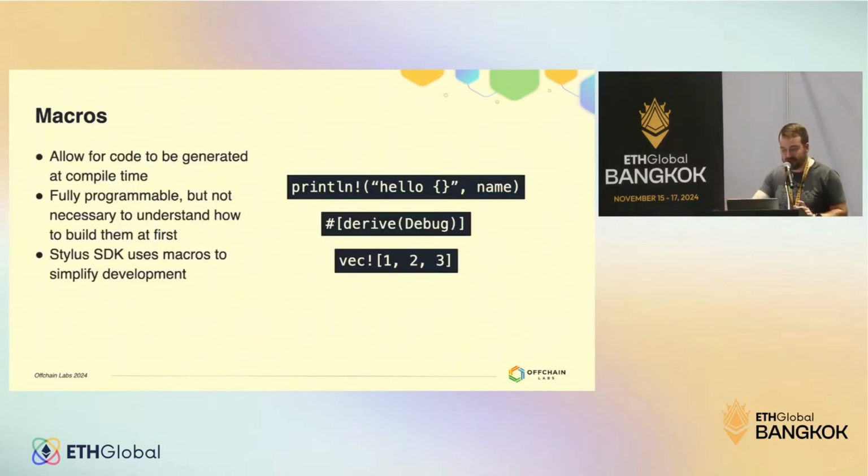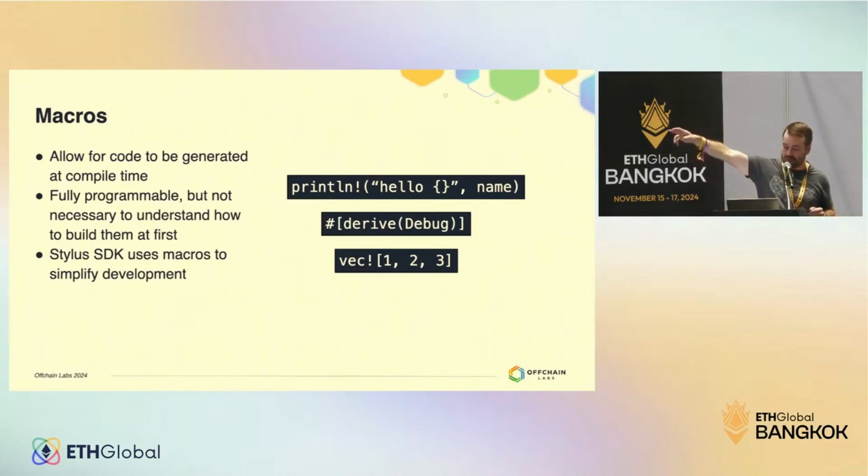Macros are a powerful concept in Rust. What this does is allow program code to be generated at compile time. This is not something you'll learn if you're new to Rust. You probably won't be able to learn this this weekend, for example, but you will make use of macros, and you'll see them in practice.